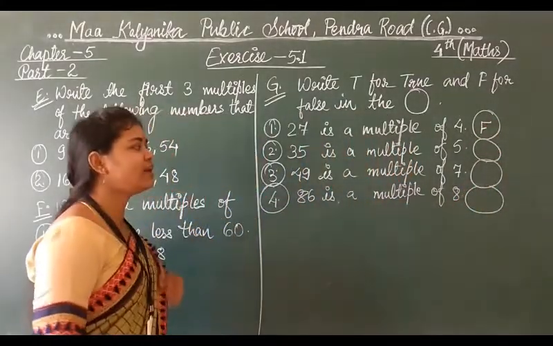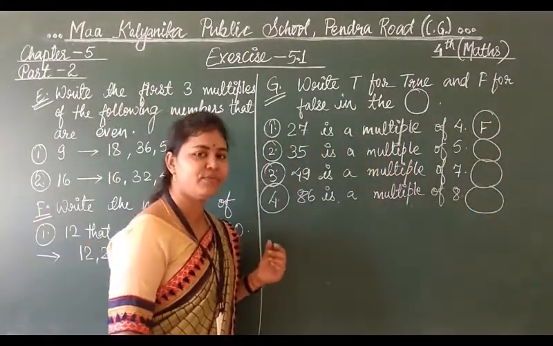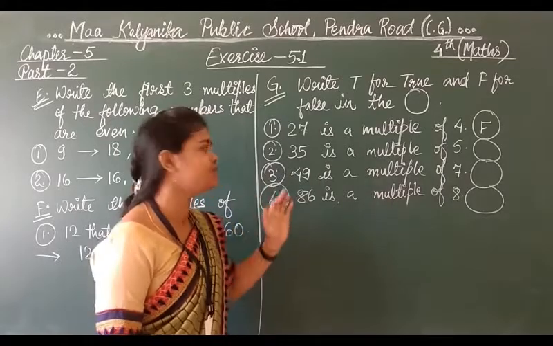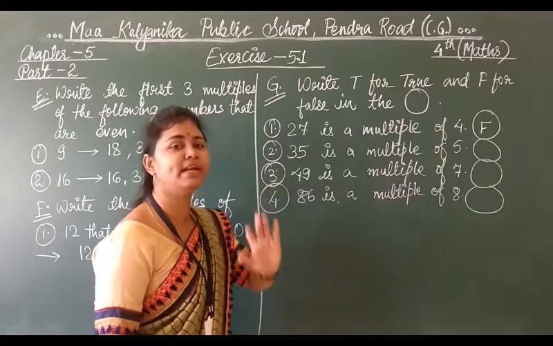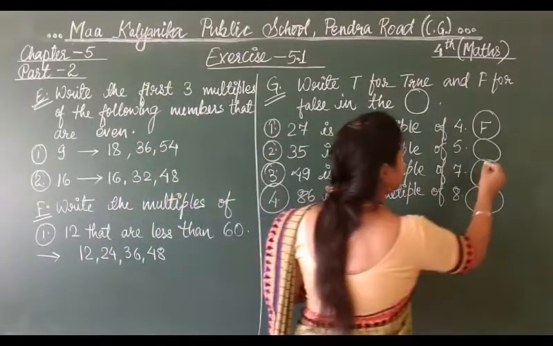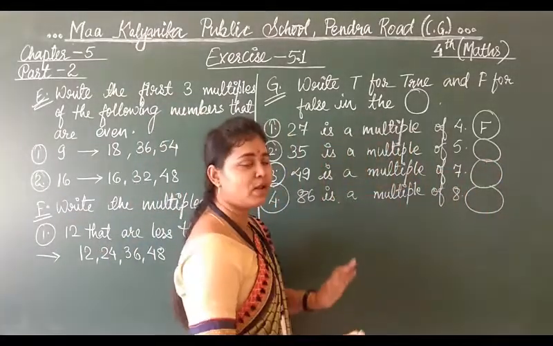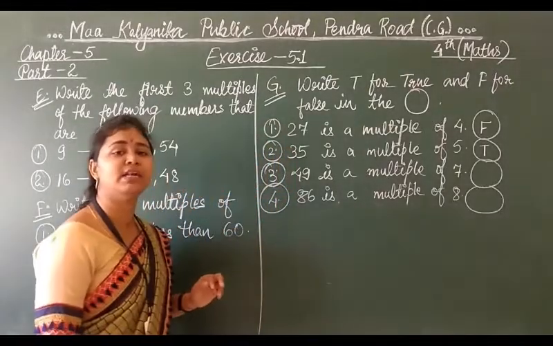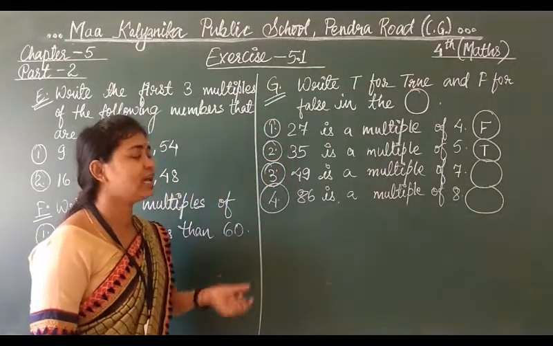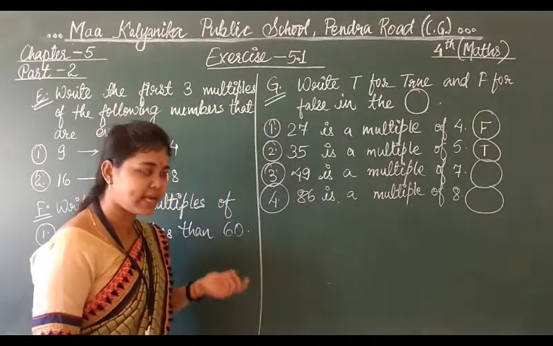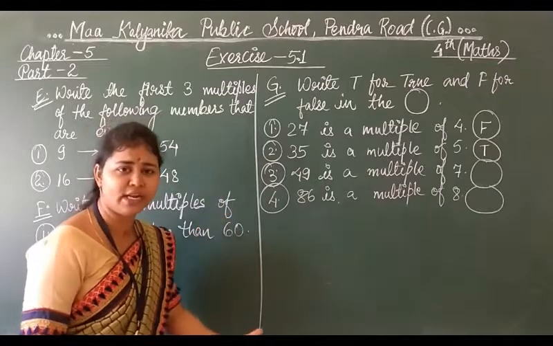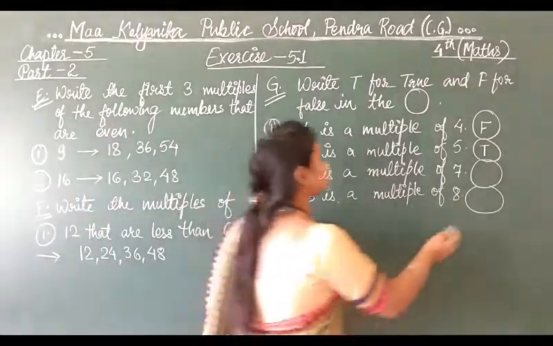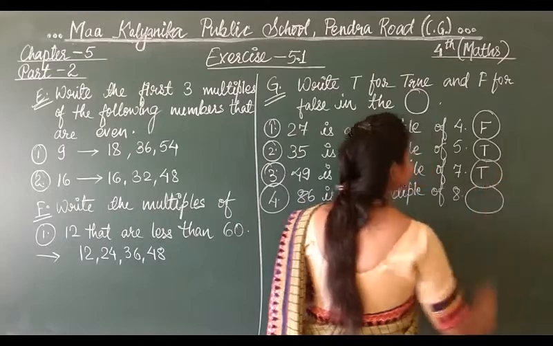So it is false, F. Now, 35 is a multiple of 5. Yes, 5 sevens are 35. We know the table of 5, so 5 sevens are 35. Simply, it is exactly dividing, or it is coming in the table of 5. So it is true, so we will write T. 49 is a multiple of 7. 7 sevens are 49. Yes, it is exactly dividing, and it is coming in the table of 7. We have checked both. So simply it is true.